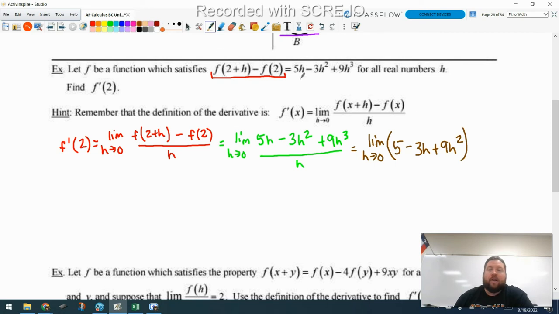And now that we don't have a denominator anymore, we can plug in our 0 for h. We couldn't do that before, right? Because we would have gotten 0 over 0. So if we plug it in now, it's going to 0 this term out. It's going to 0 this term out. We're going to be left with our answer of 5.